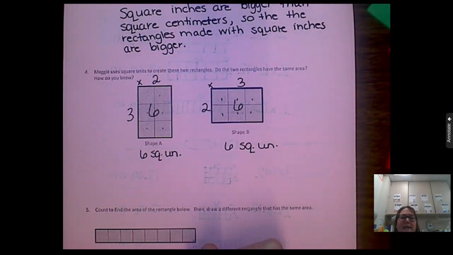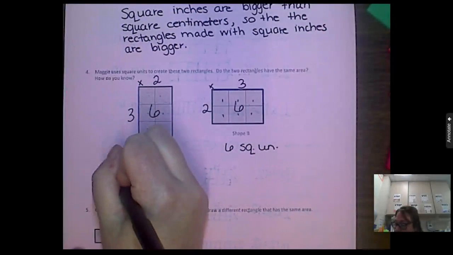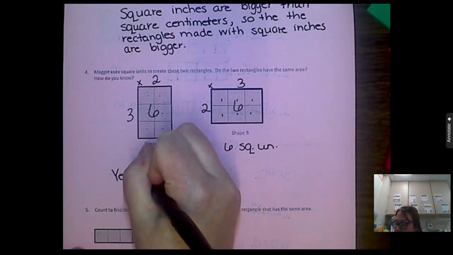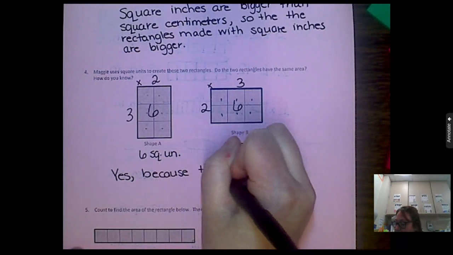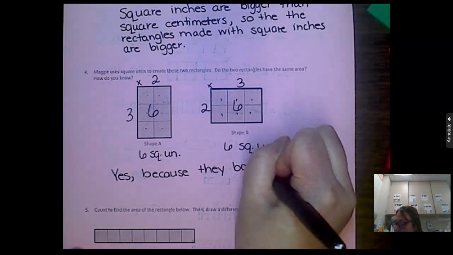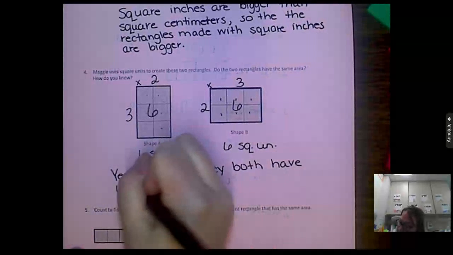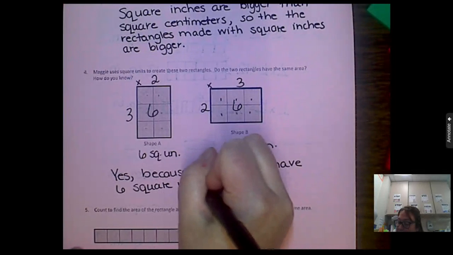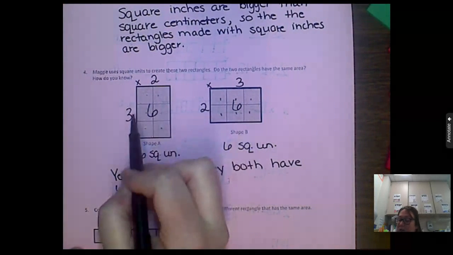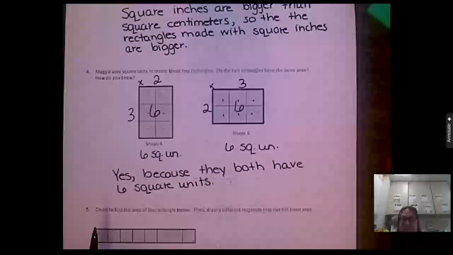Okay, so let's see. It says, do the 2 rectangles have the same area? Do they? Yes, they do. And it says, how do you know? Because they both equal 6. So yes, comma, because they both have 6 square units, because whichever way that we did it, if we just counted the square tiles or we multiplied the side lengths, they both equaled 6. So yes, because they both have 6 square units.